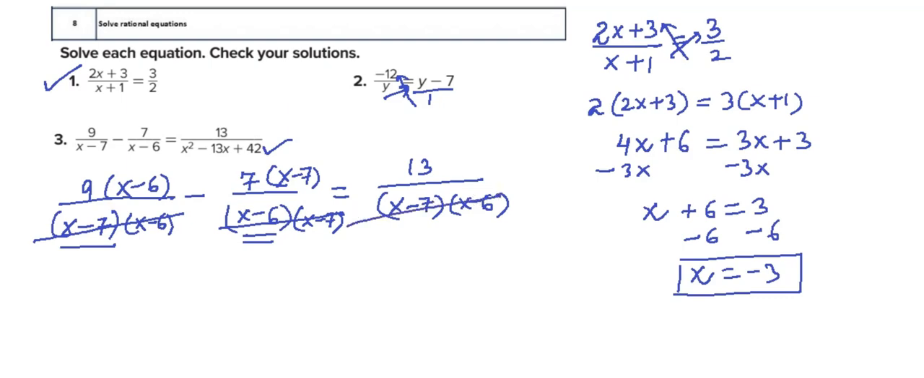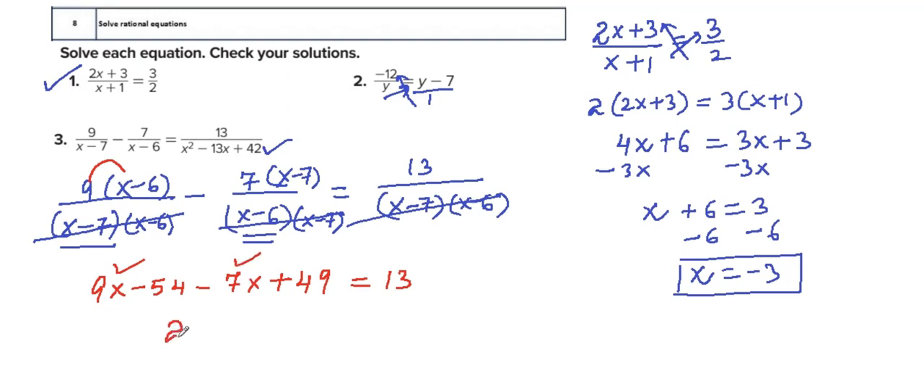So what is left? We are left with multiply 9 inside: 9x minus 54, minus 7x minus 7 multiply minus 7 plus 49, and this side is 13. That's it. It's easy. 9x minus 7x is 2x, and minus 54 plus 49 is minus 5, equal to 13. Plus 5 on both sides, so 2x is equal to 18. Divide by 2, so x is 9.